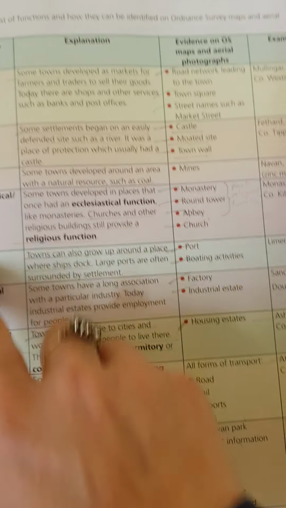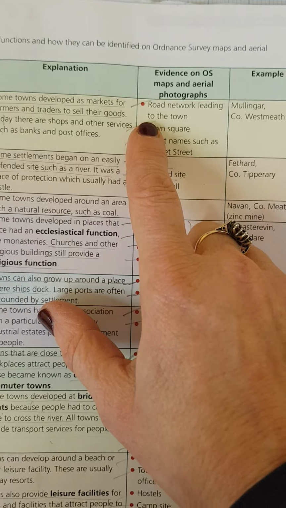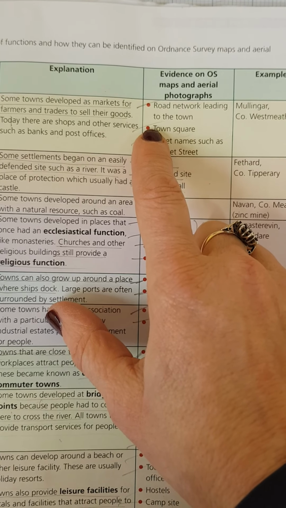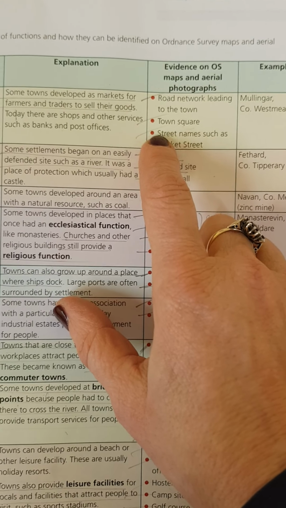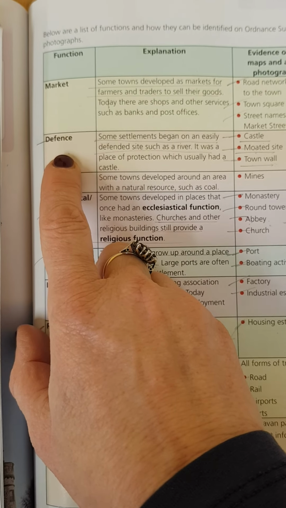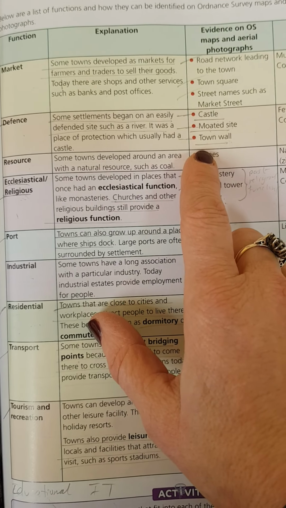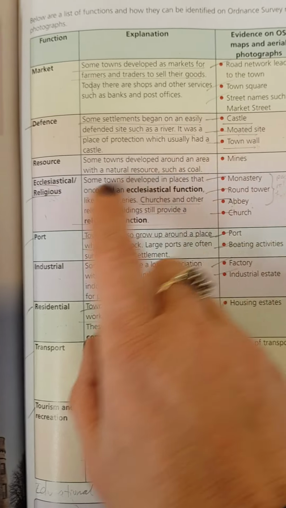So, say for example, I'll go up at the start. The market: a road network leading to the town, a town square, street names. A defence. In the past, towns would have had a defence, and the castle, a moated site, or a town wall will tell you that.